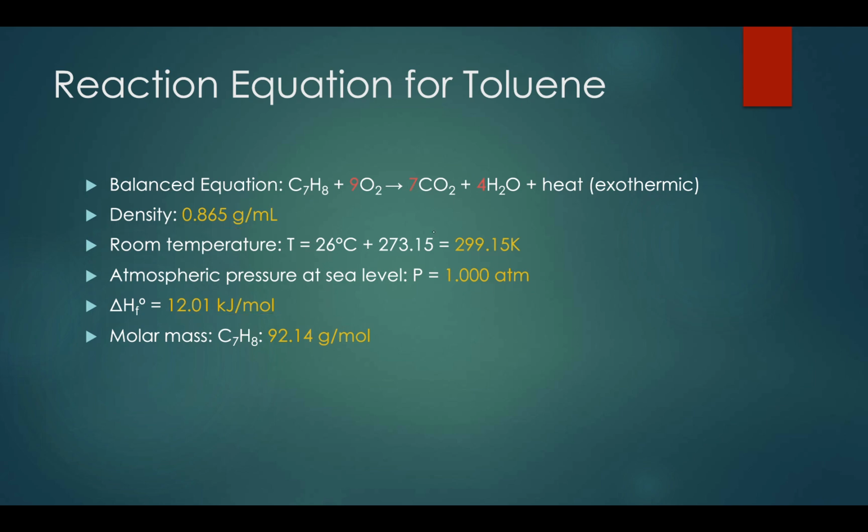So the density of toluene is 0.865 grams over milliliters. I assume 26 degrees Celsius. This is pretty average here in San Antonio, Texas. We're going to add 273.15 to get 299.15 Kelvin. Again, we're going to be assuming 1 ATM. Our enthalpy of formation for toluene is going to be 12.01 kilojoules over mole. And the molar mass is going to be 92.14 grams over mole. And there it is.